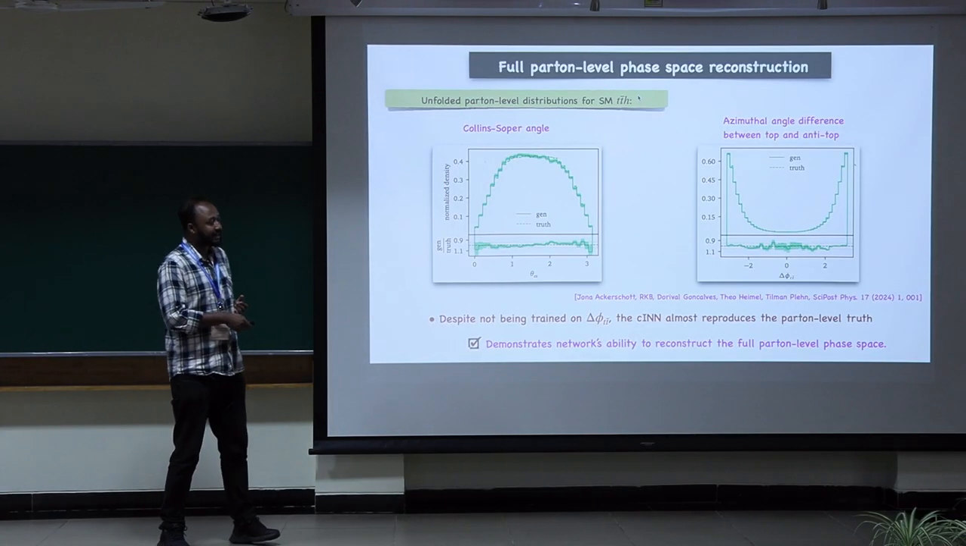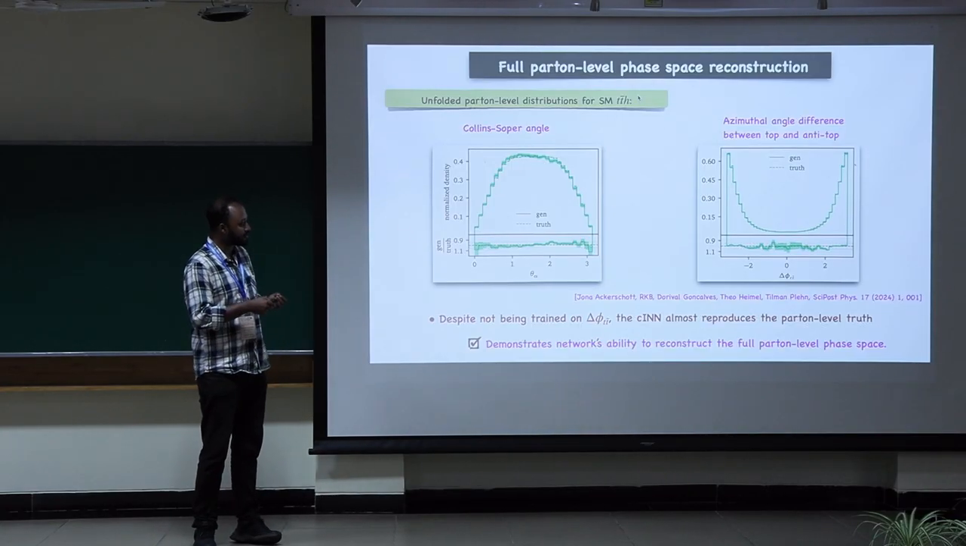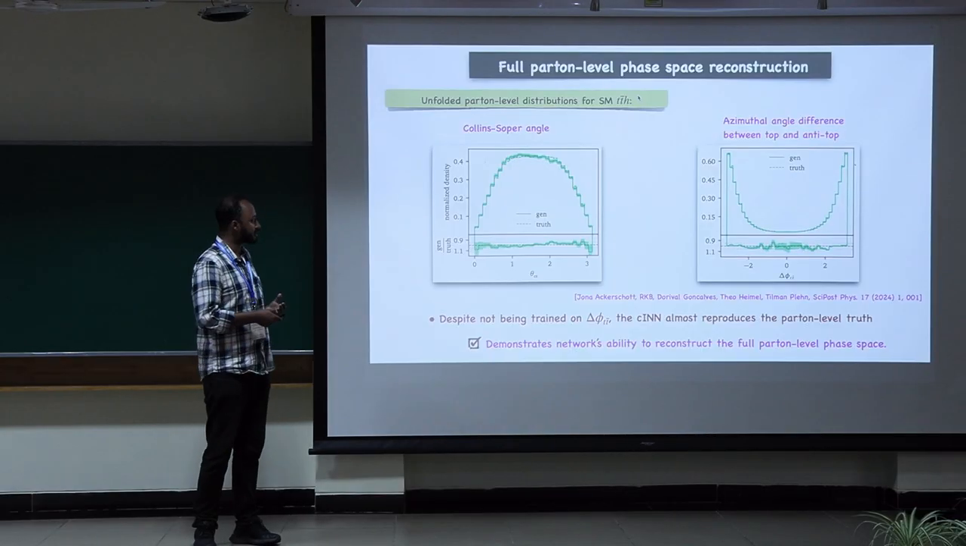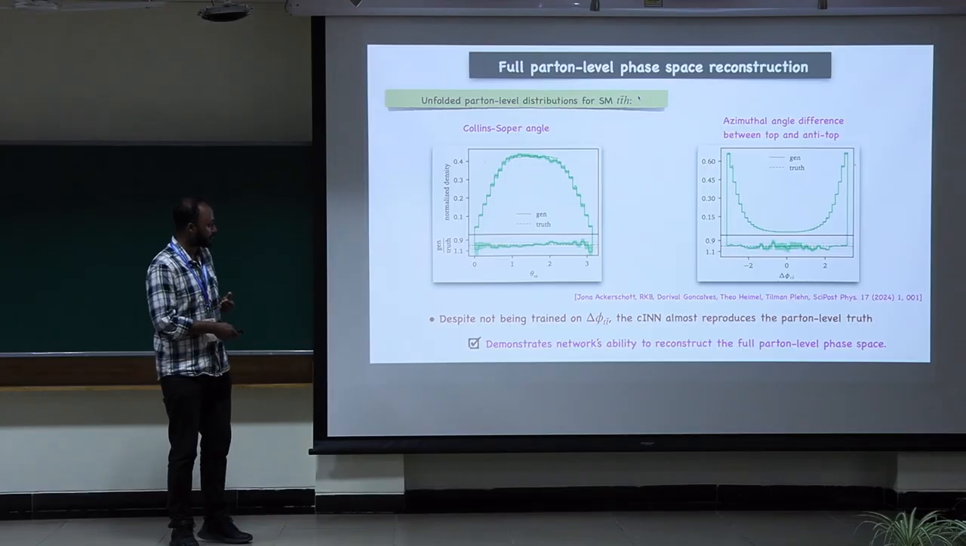But delta phi tt is something that the network had never seen before. Despite that, it seems that the network is able to reproduce the parton level truth with a good amount of match to the true parton level distribution.